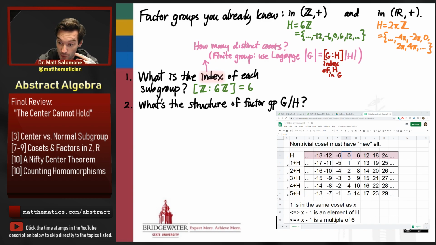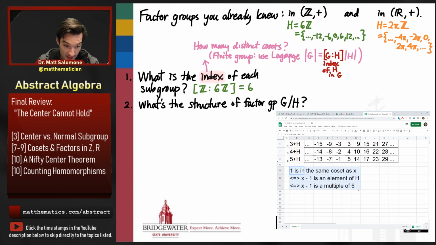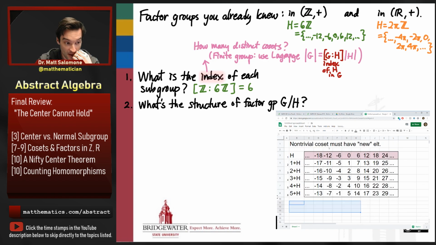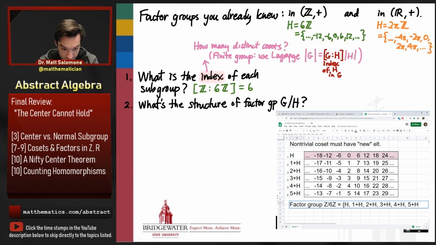The factor group is the group which we get by considering each one of these cosets to be an element rather than made up of different elements, right? And so my factor group, Z mod 6Z, has as its elements H, 1 plus H, 2 plus H, 3 plus H, 4 plus H, and 5 plus H, right? So those are the elements in my factor group, Z mod 6Z. So my factor group is a group of 6 elements. That's that.